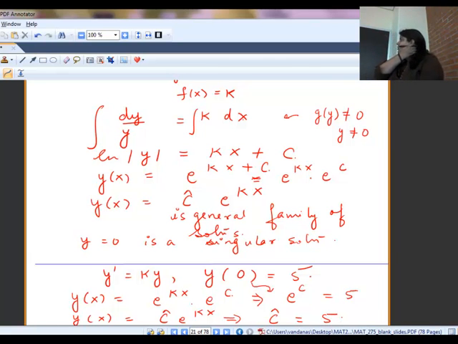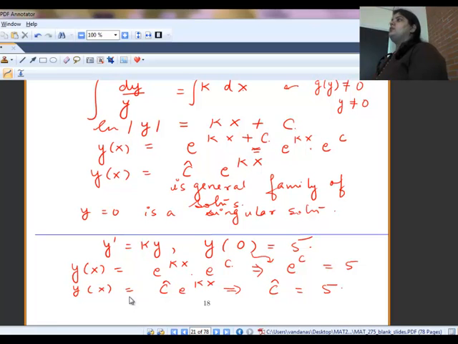Okay, so if c hat is 5, you plug the c hat value back in the function to get a unique solution, right? So you will say, okay, y(x) equals 5 e to the power kx is a unique solution. k is given in the problem, by the way. So this is a unique solution. Now if e to the power c is 5, then what is this little c? ln of 5, right? And if you plug ln of 5 here, you will get again 5 e to the power kx.